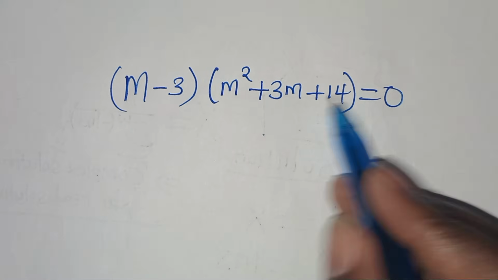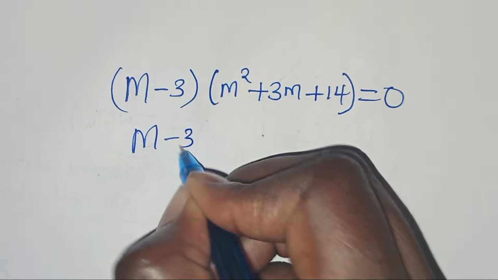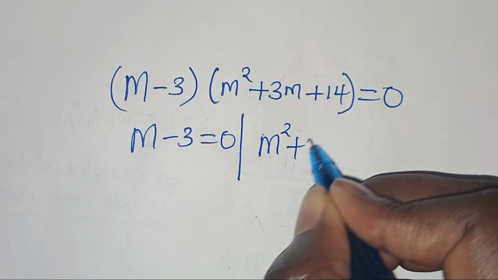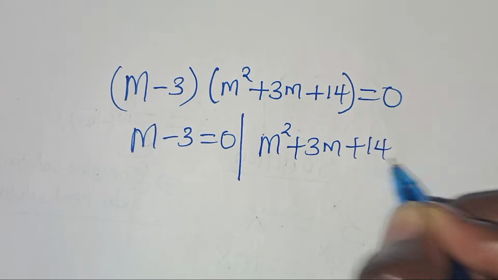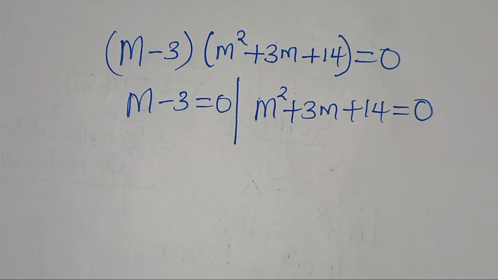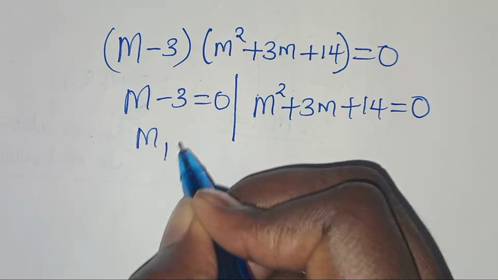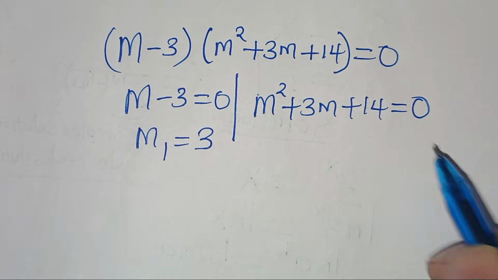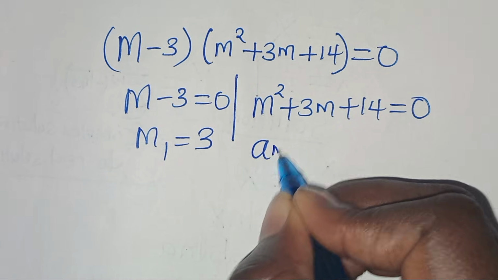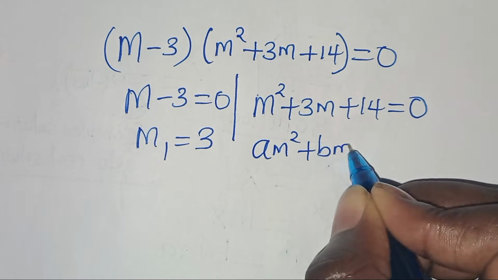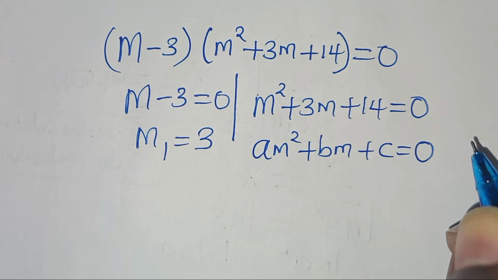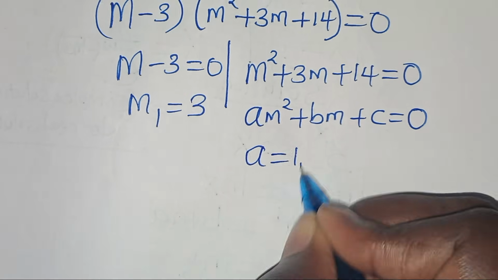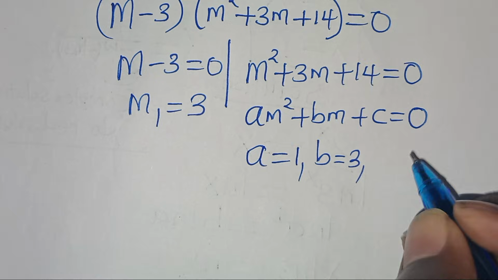Now here we have got two parts. We have m minus 3 equal to 0, and here we have m squared plus 3m plus 14 equal to 0. Now we have that m1 is equal to 3. The second part here is a quadratic equation of the form am squared plus bm plus c equal to 0. From this quadratic equation, we have that a is equal to 1, b is equal to 3, and that c is equal to 14.